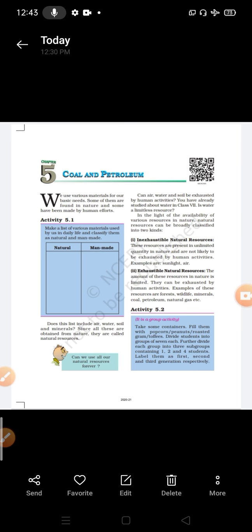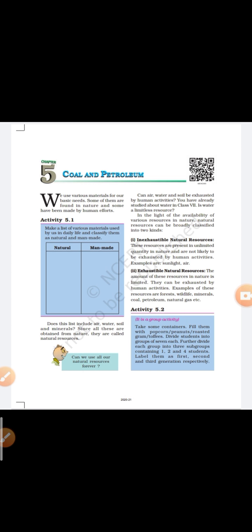Okay, so can we use all our natural resources forever? That is the question by Bujo. You can also think about it: can we use all our natural resources forever? Because some materials which we get from our environment are also divided into two broad categories: inexhaustible resources and exhaustible resources. Inexhaustible resources are those which are present in unlimited quantity in nature.